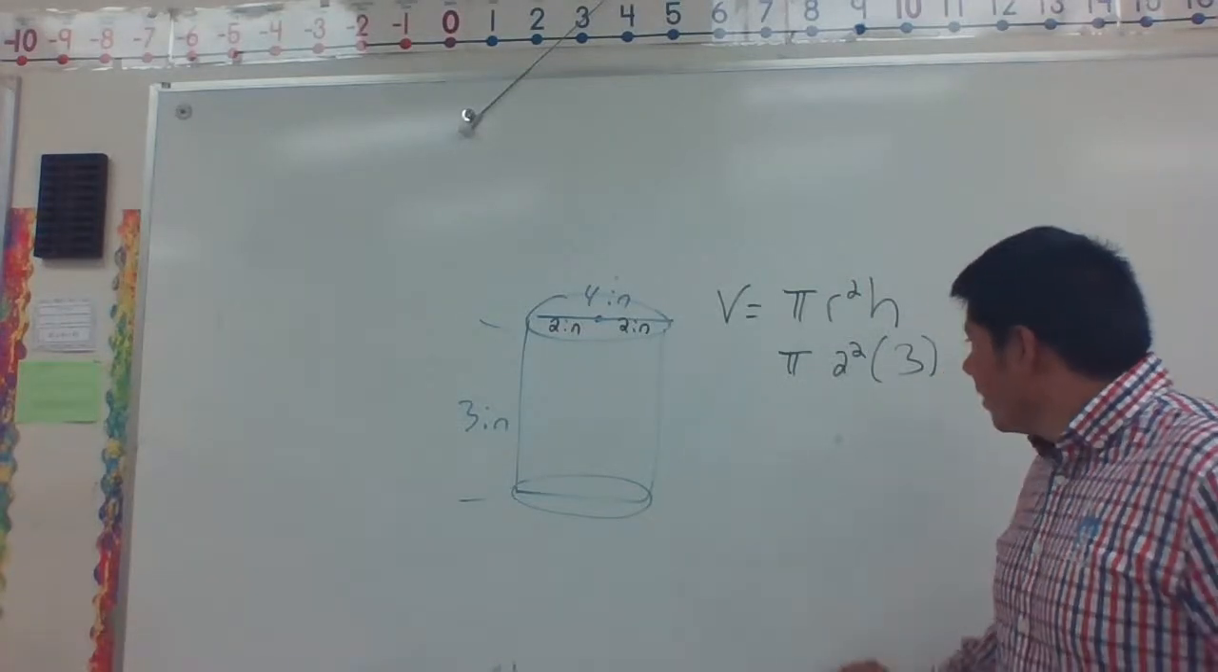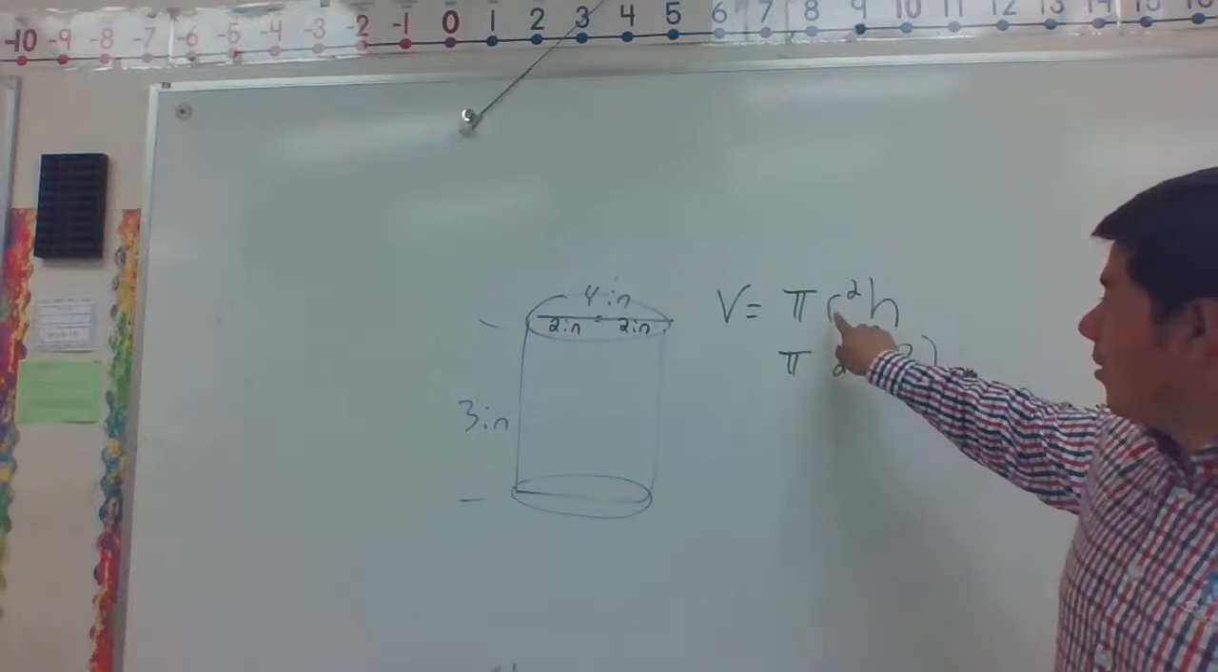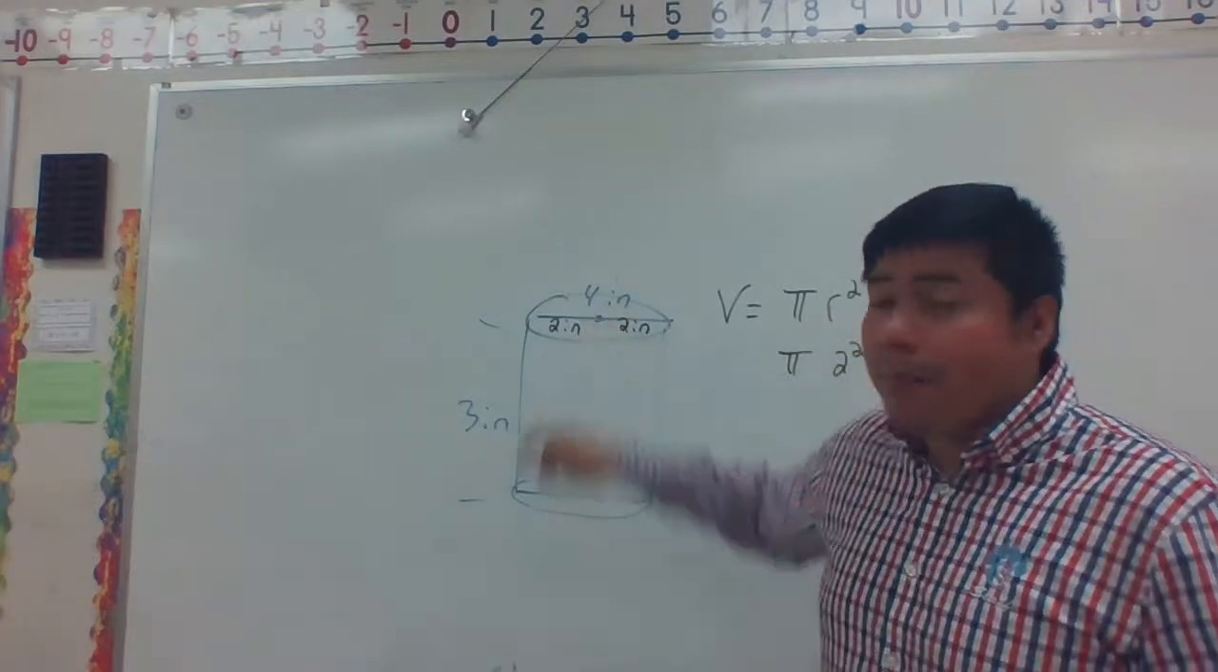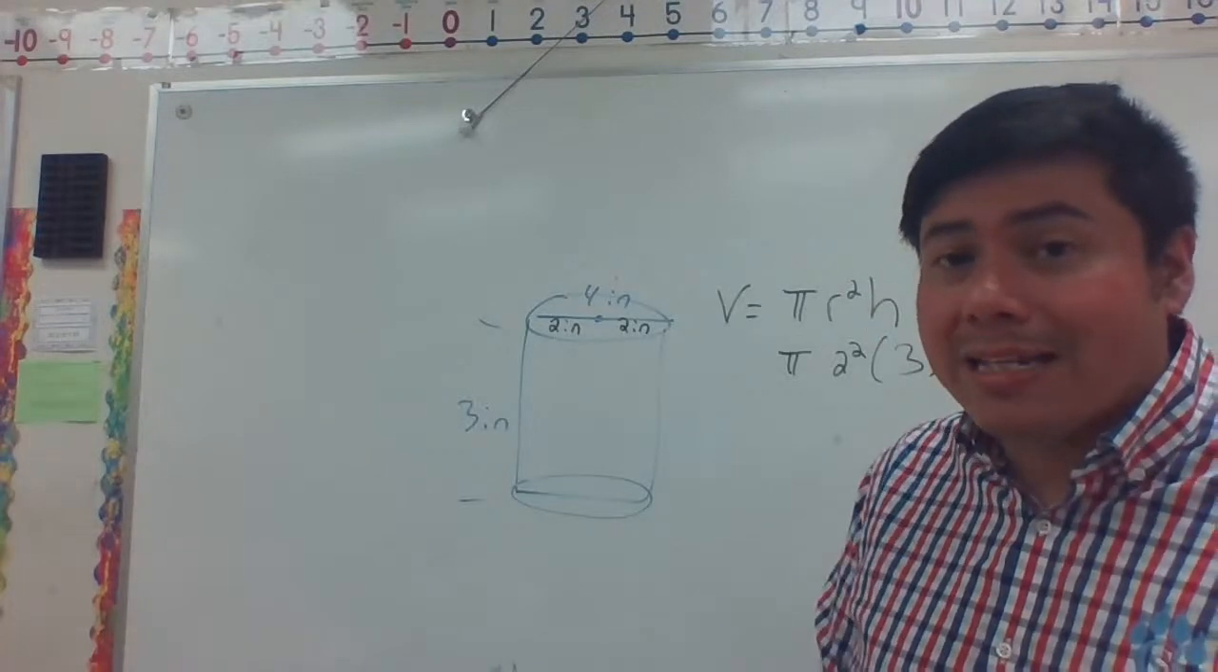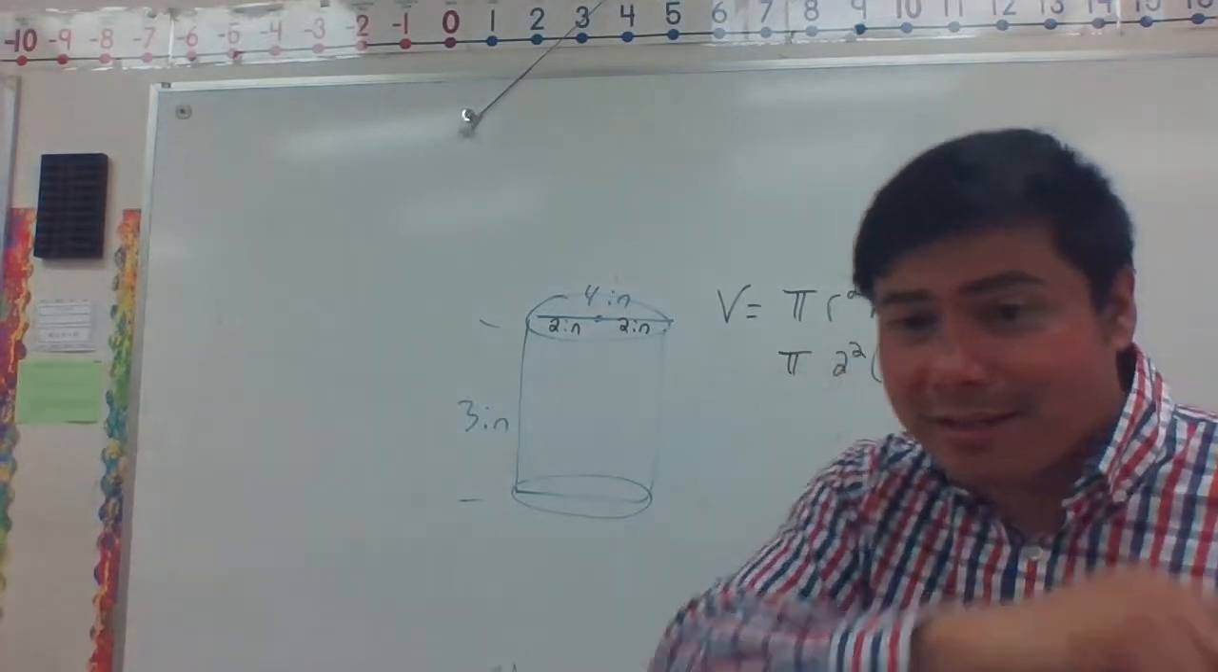Next, we're going to start plugging things in. First, we need an r. Now, remember, I gave you a diameter of 4, but the diameter is not needed. You need the radius.